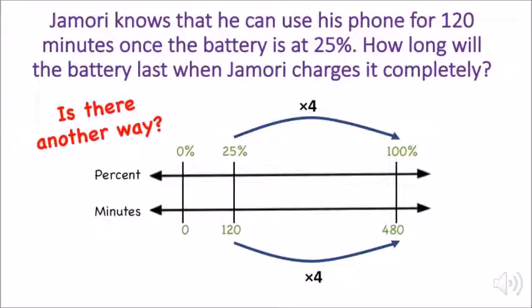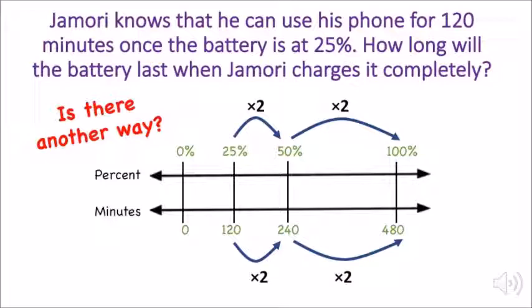You can now ask students if they see another way to get to 100%. Some students may say you can find 50% by multiplying the 25% times 2 to get to 240 minutes, and then find 100% by multiplying the 50% by 2 to get to 480 minutes. While this method requires more steps, it is useful for students to see the relationship to help build a full understanding of the multiplicative relationships involved when using percents.